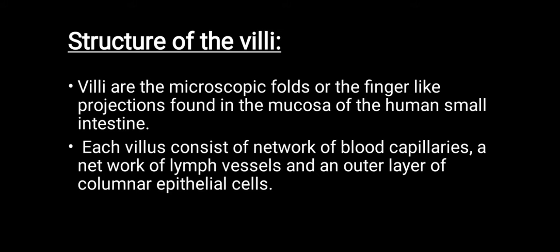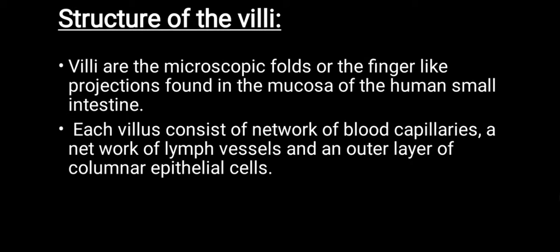Villi, as we studied in the last module, are present in the small intestine in the mucosal region. Villi are microscopic folds or finger-like projections found in the mucosa of the human small intestine. Inside each villus, there is a network of blood capillaries, a network of lymph vessels, and an outer layer of columnar epithelial cells.